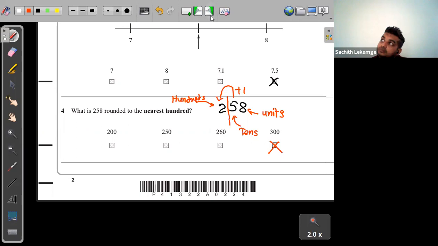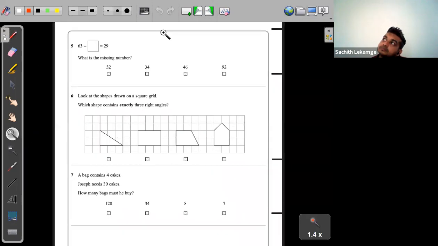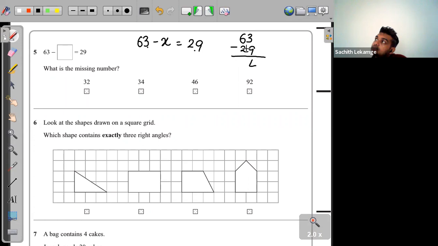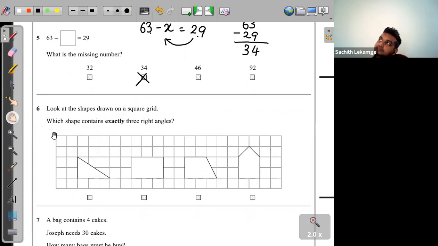I'm going to question number 5. Have you all finished copying the previous one? Okay. 63 minus some number, answer is 29. So how can we find this number? When you subtract an unknown number, you are getting 29. We need to find this unknown number. If you take the difference between these two, you are finding x. 63 minus 29 is 34. If it is an equation, we swap the x and 29. You got it, right? Now you guys know equations, right? Need to copy it down.